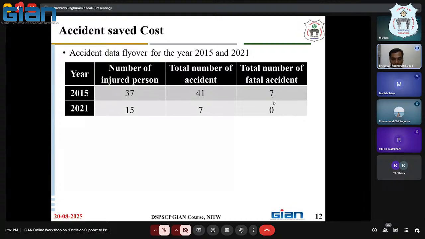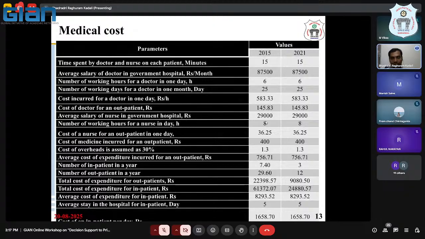So this data we have taken from the police as well as other sources, because GHMC has supplied that. Generally, apart from the police data, they also collect statistics, so they also supplied some of the information. Then we have done the corresponding medical cost value.